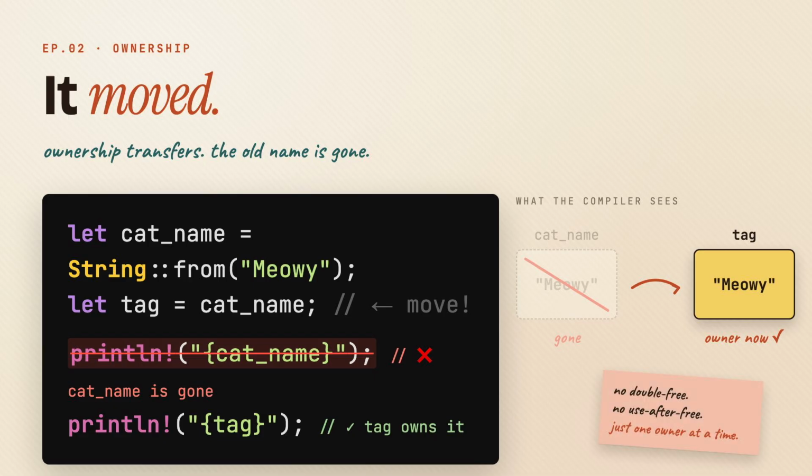Move semantics rule out two classic memory bugs: double free, which is freeing the same memory twice, and use after free, which is reading memory after it's already been freed. Just one owner at a time, so neither can happen. That's how Rust gives you the speed without the bugs.